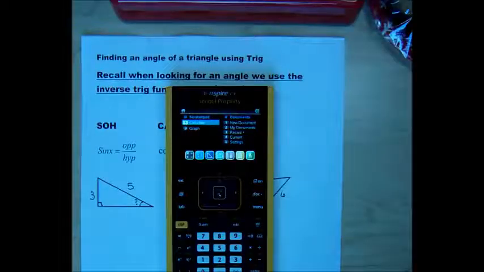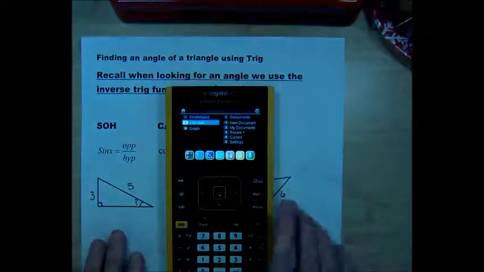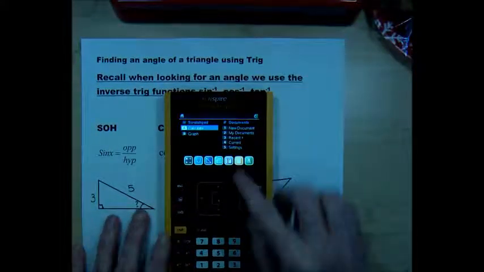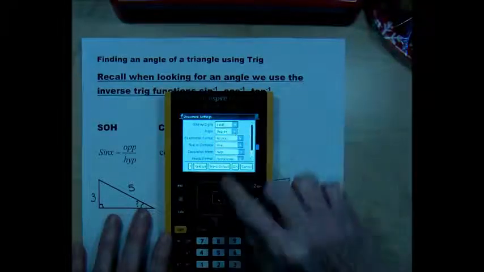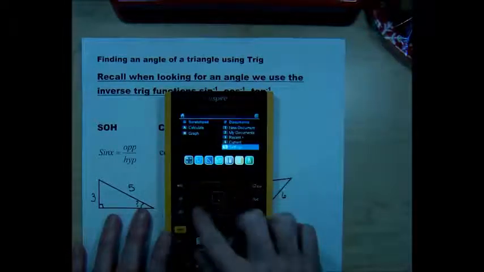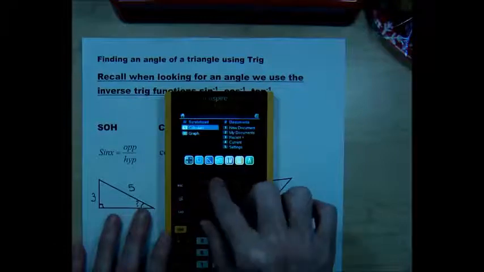Today we're going to learn how to find the missing angle of a triangle using sine, cosine, and tangent in SOHCAHTOA. First, let's make sure our calculators are in degree mode by going to the settings 5, then the document settings at 2. Mine's already in degrees, so I'll go ahead and escape out. And I'm ready to calculate.